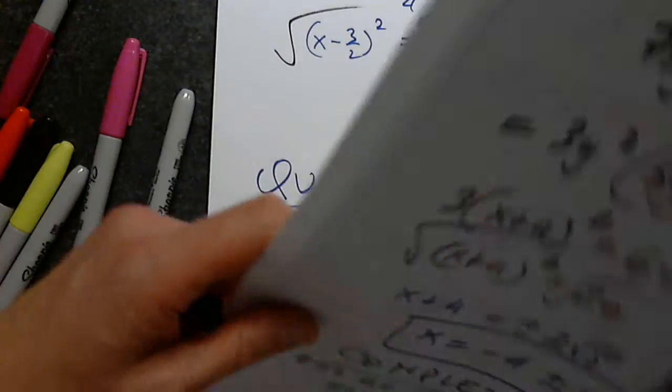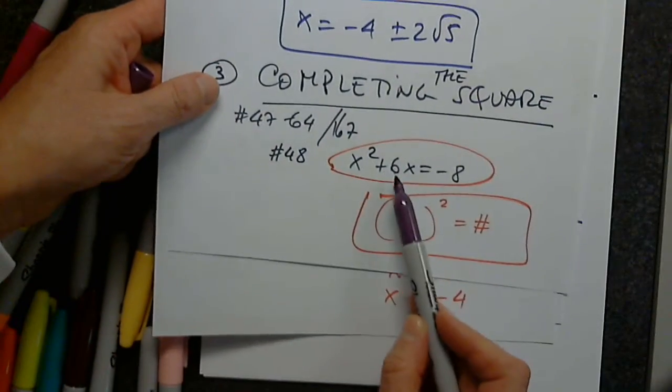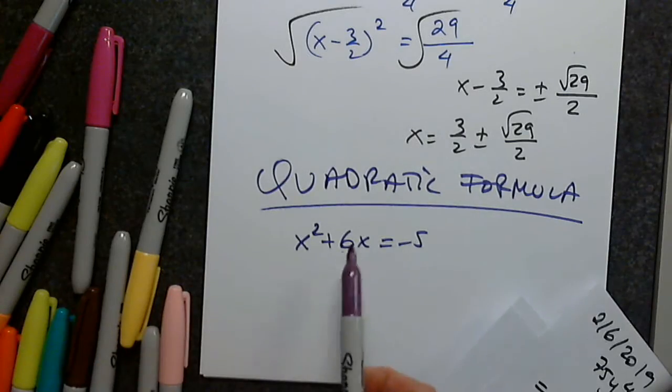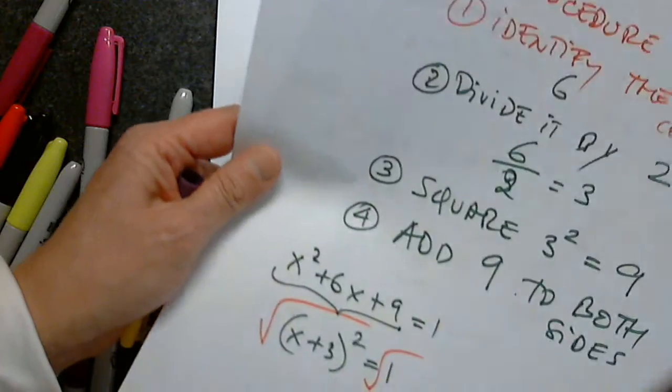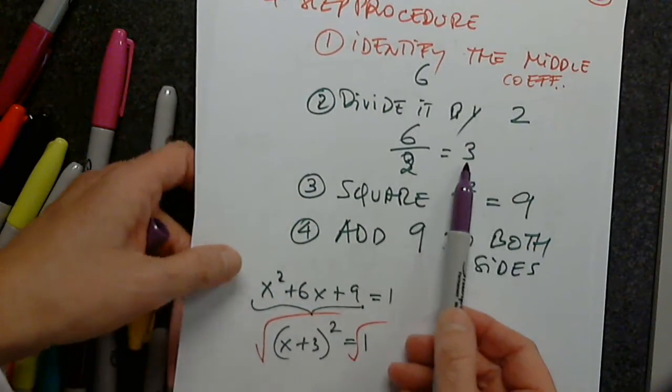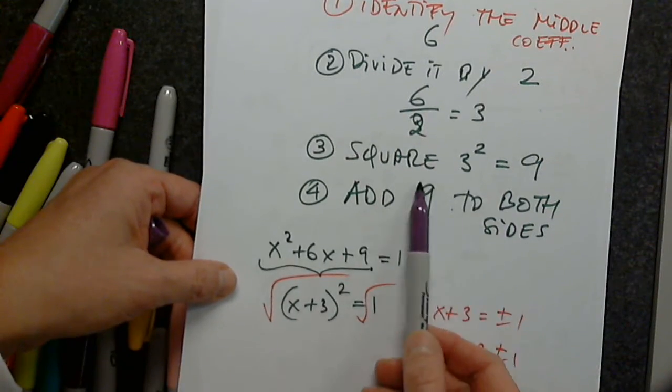Okay, so how do we get 9? We just had this problem a minute ago with x squared plus 6x equals negative 8. So that's how we got the 9. That's the same thing. The middle coefficient is 6. We divide it by 2, we get 3, and we square 3 and we get 9.